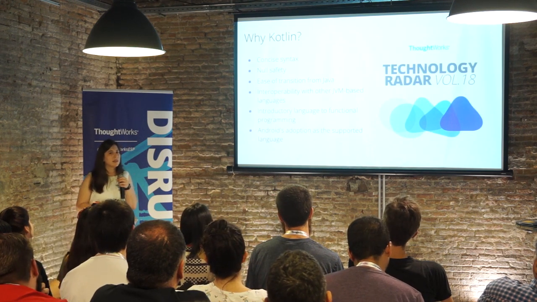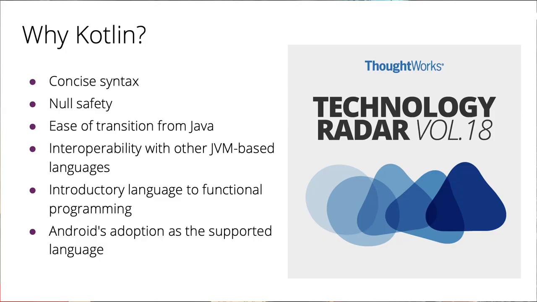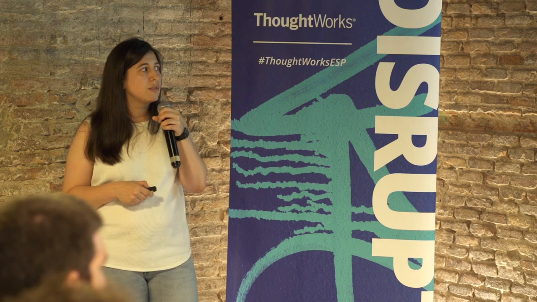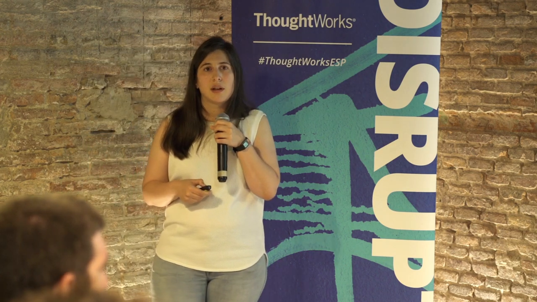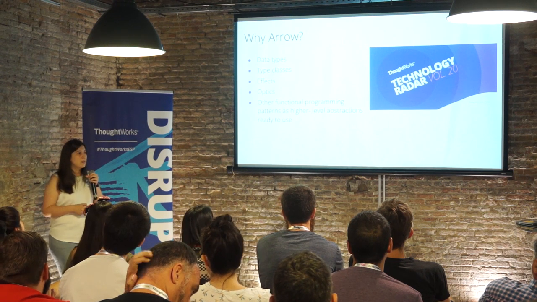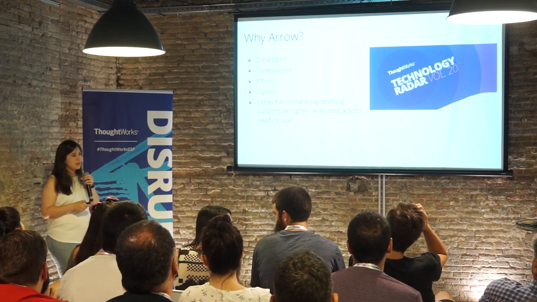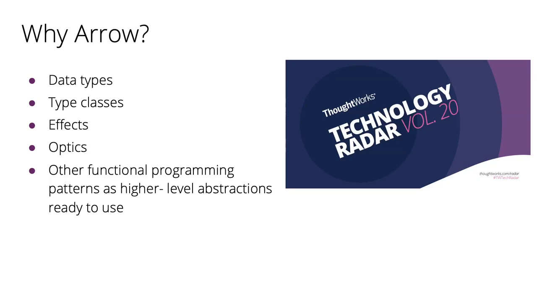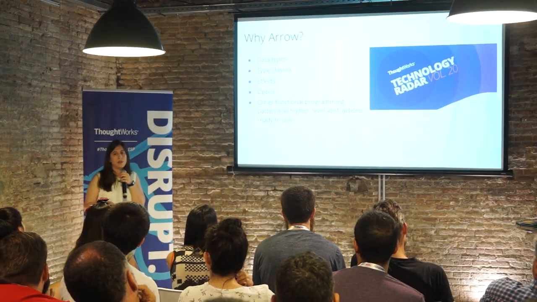And just to say that Kotlin was already included in the Technology Radar of 2018 because of the concise syntax and null safety, and also because of Android's adoption as a supported language. But I would say that it is a great introductory language for people who come from a Java environment to start with functional programming. And this year in the Tech Radar, Arrow was also introduced, with all these awesome data types that we saw. It's also a functional programming library that has a lot of abstractions, really useful to complete code needs somehow.